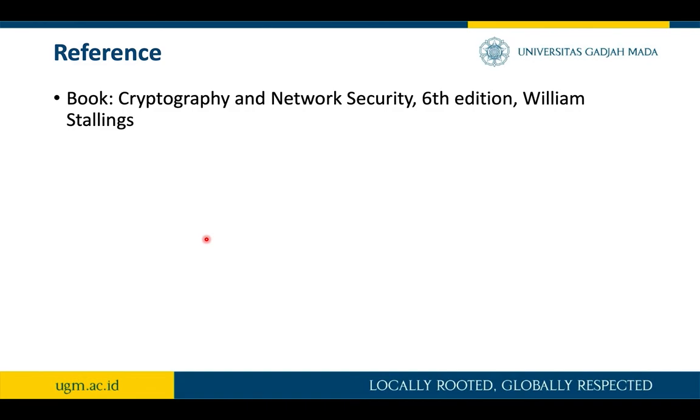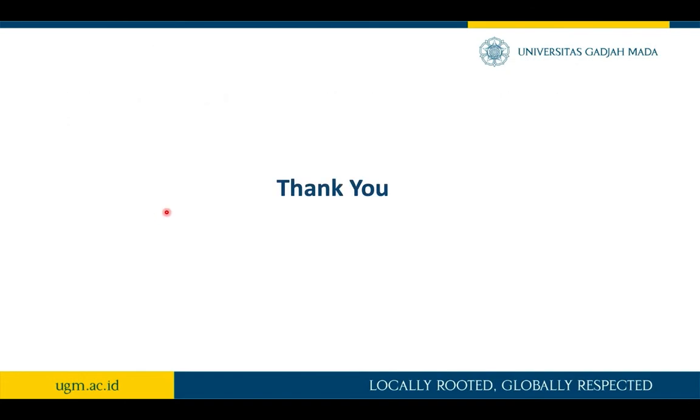The slides and everything here are based on the book Cryptography and Network Security by William Stallings. I think that's it about the RSA and ElGamal algorithms, two of the public key algorithms we know today.